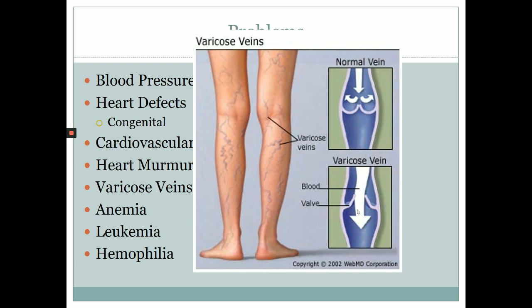Next is leukemia. Leukemia is a cancer which will affect any of the white blood cells. These cells are abnormal and do not function properly, and this significantly influences the effectiveness of the immune system. It can also lead to an overproduction of abnormal cells, which can decrease the body's ability to create red blood cells and platelets. And finally, hemophilia.